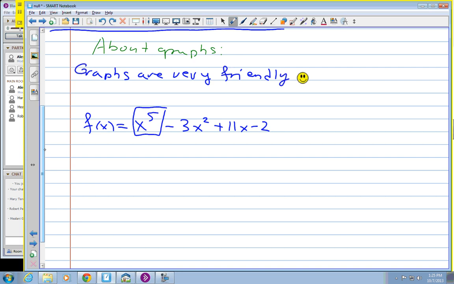So this function really behaves just like x to the power 5 in the long run.